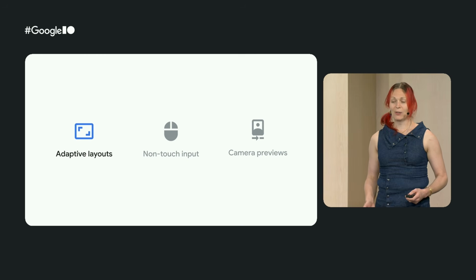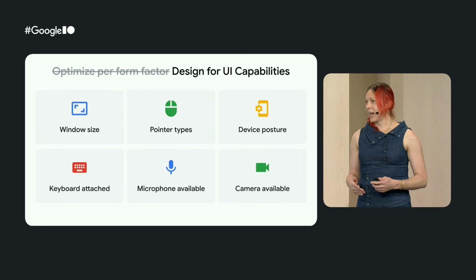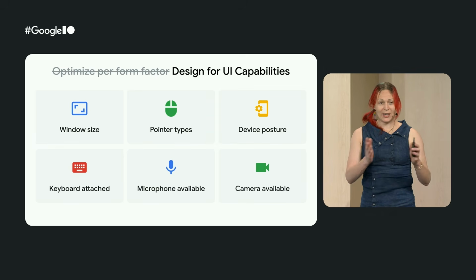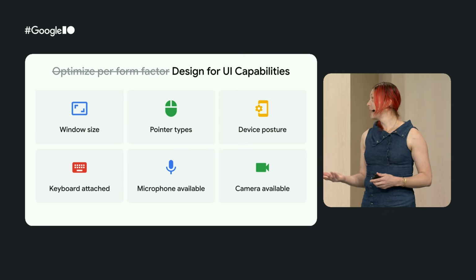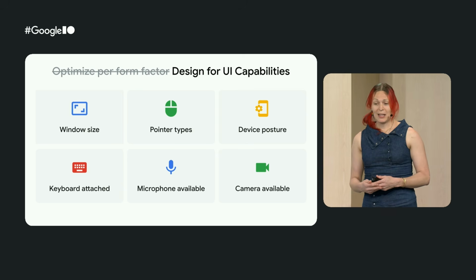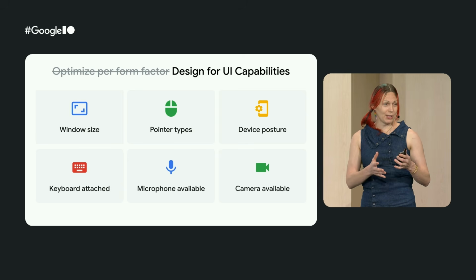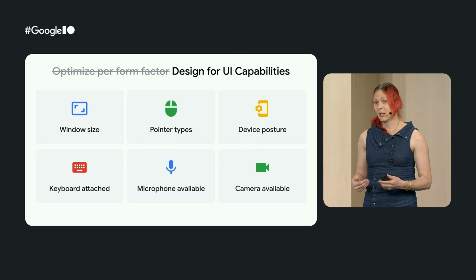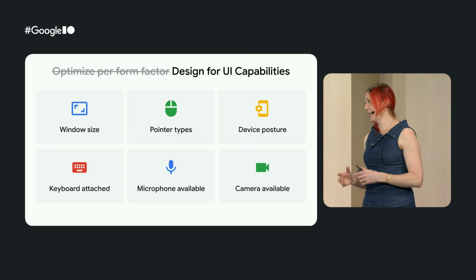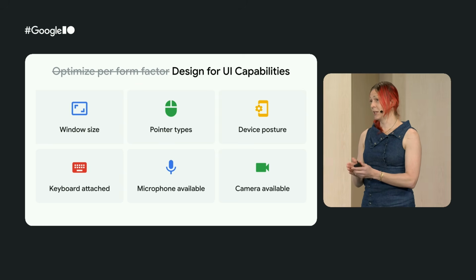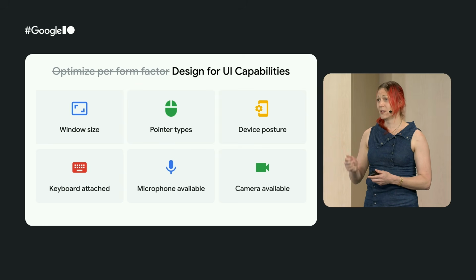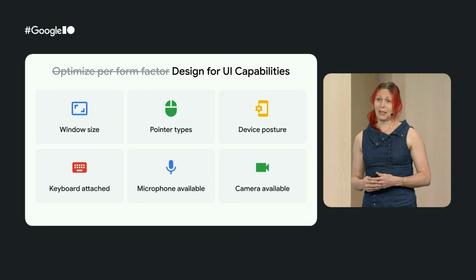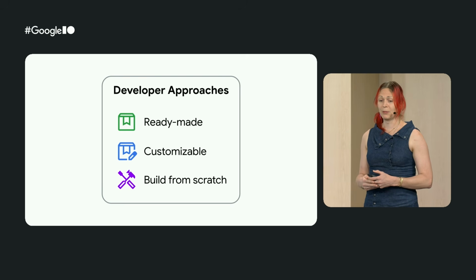Let's look at 3 important topics when building adaptively, and we'll start with layouts. Instead of designing apps for a specific form factor, design for UI capabilities. That means things like allowing your app to dynamically react to if there's pointer or keyboard, window size, posture changes like unfolding or folding, or detachables, or hardware capabilities like if there's a microphone or a camera available.